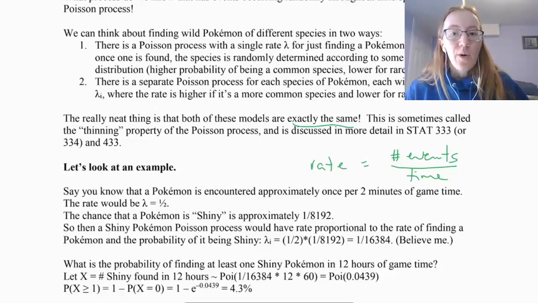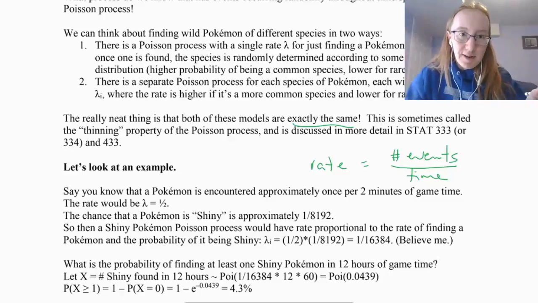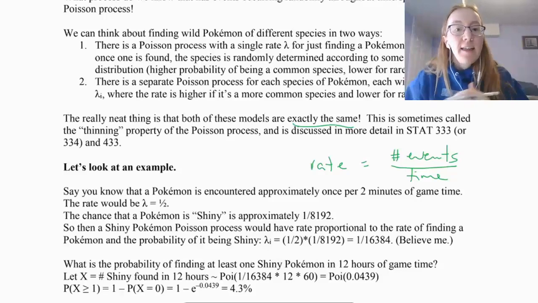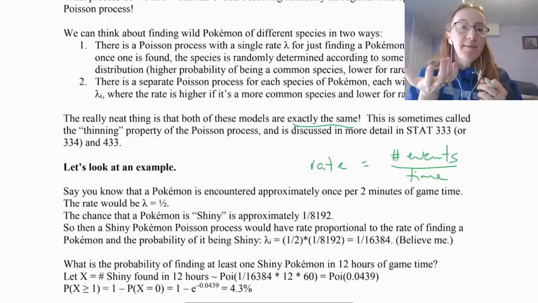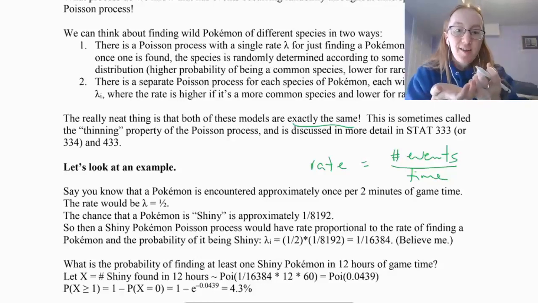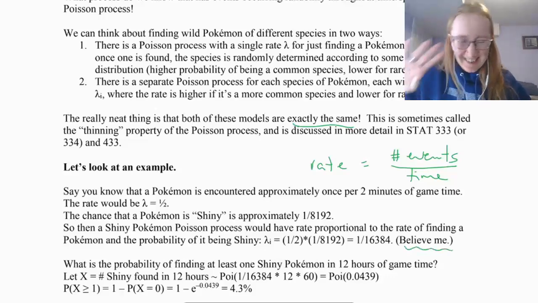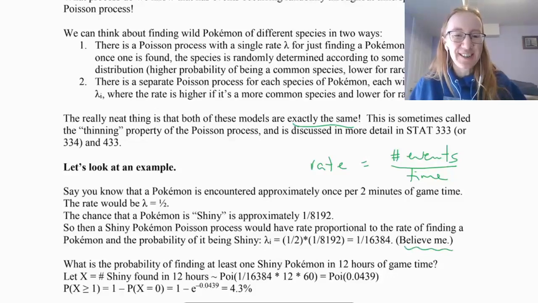So if we're looking at only the shiny Pokemon Poisson process, ignoring all of the other ones, the rate is going to be proportional to the rate of finding a Pokemon in the first place and the probability of it being shiny. So it's going to be the product of those two things: the rate lambda of finding a Pokemon at all times the probability that the Pokemon you find is shiny. Believe me, I will post the proof on Piazza. It's cool, but it's a little beyond what I would expect you to know for this course. So we have this very, very, very small rate at which you are finding shiny Pokemon.